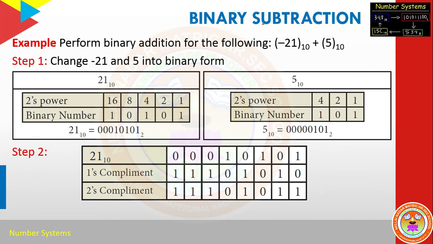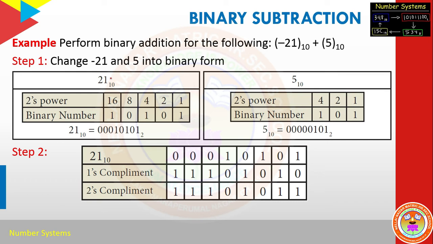So we are given the values directly as binary numbers. As usual, what we did in binary addition, you can follow the same thing here in binary subtraction. The value is minus 21 and 5. So first you identify the 21 base 10 value, find the binary value for 21, and then identify the minus 21 value.